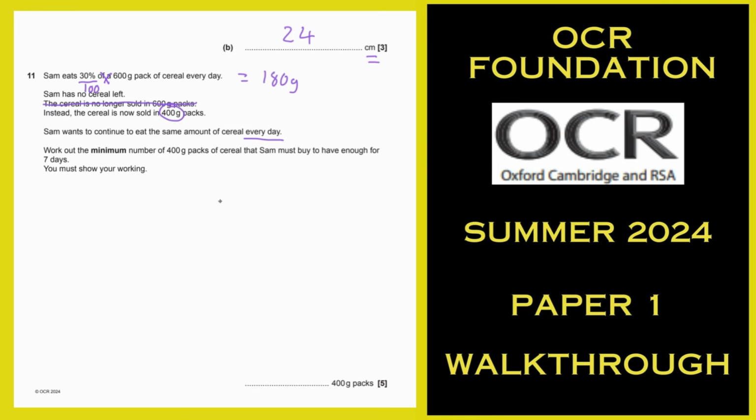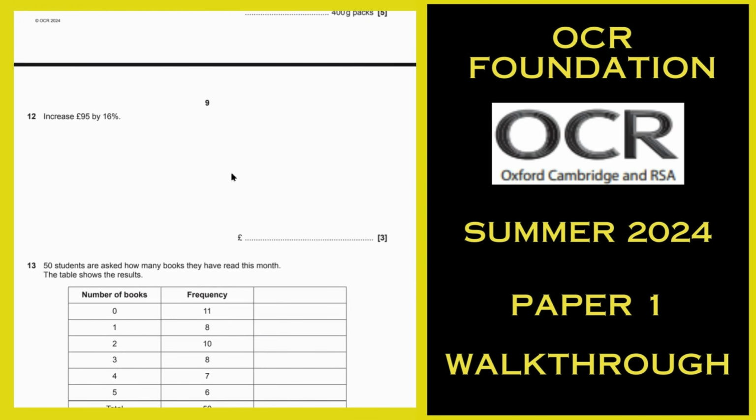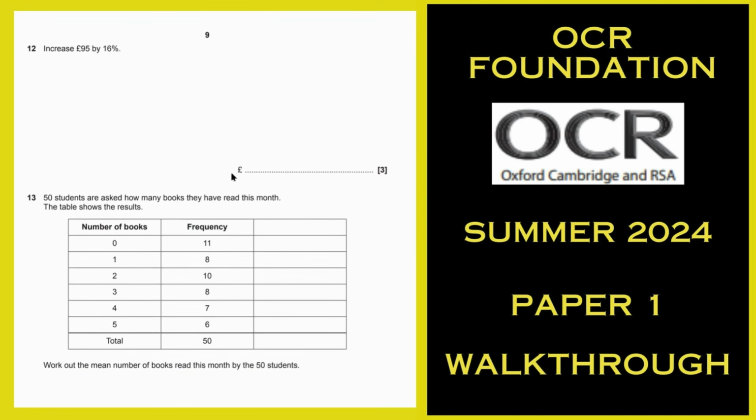He eats every day for 7 days. Next job. It's 180 grams per day. Times it by 7 for the week. He's eating 1,260 grams. If you divide that by 400, you'll get 3 and a bit. He's going to be needing 4 then. And you don't need to put any more than that. That's plenty for the 5 marks.